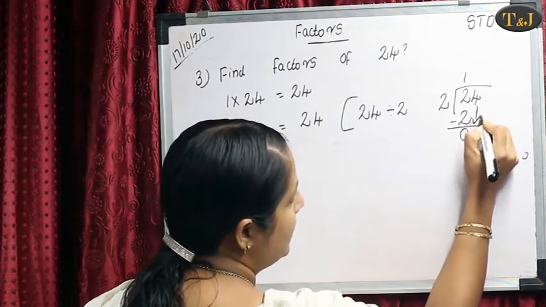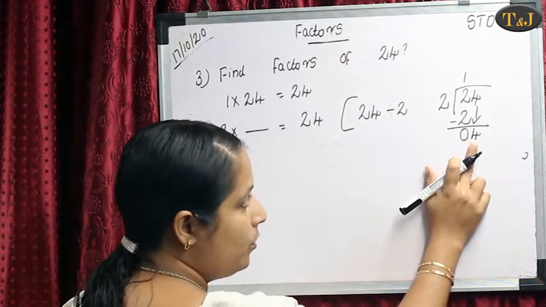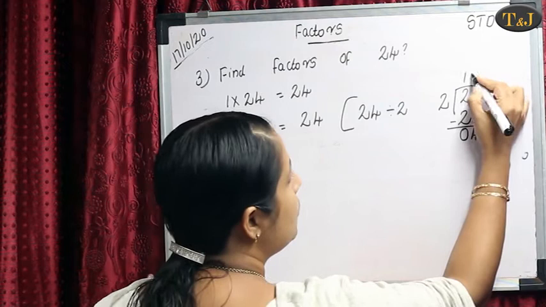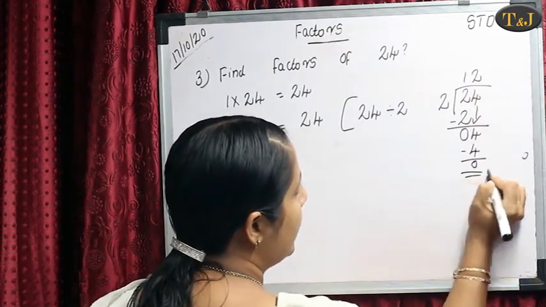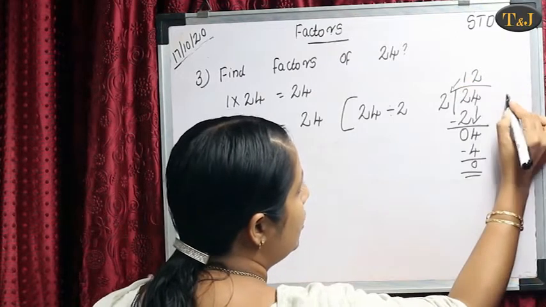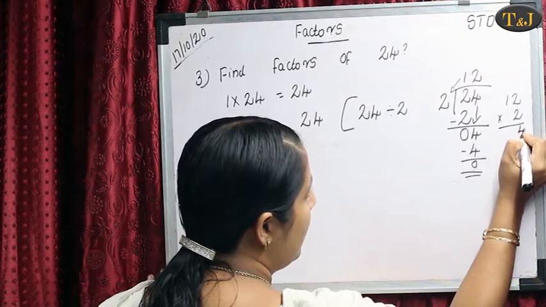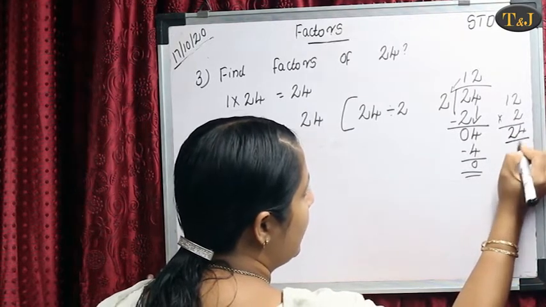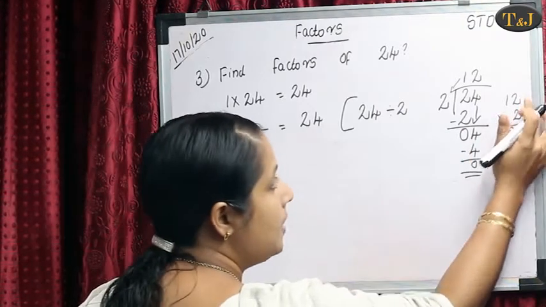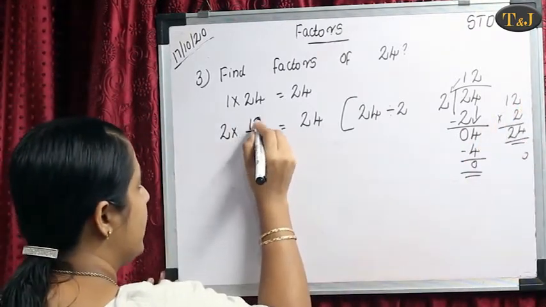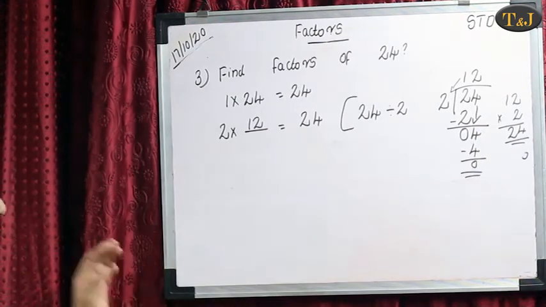Then our next number is 4. In 2's table, how can we get the answer 4? 2 2's are 4. So we write 2 here. Then 4 minus 4 equals 0. That means 12 multiplied by 2 equals 24, from 2 2's are 4 and 2 1's are 2. That means in 2's table we get the answer 24 12 times. So we write 2 multiplied by 12 equals 24. Okay.